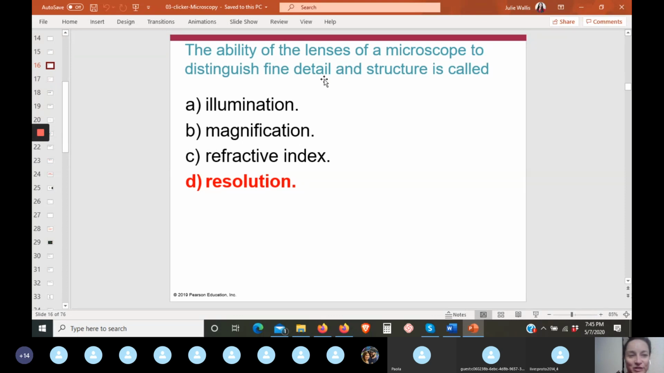The answer is resolution. There's two parts to the image that we look at through the microscope. The first part is the magnification, which is how many times larger than the naked eye you're seeing the object. That's what the 10x means. It means the object, when you look through the microscope, is 10 times larger than it would appear looking at it by the naked eye.